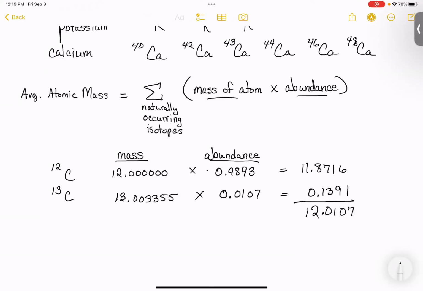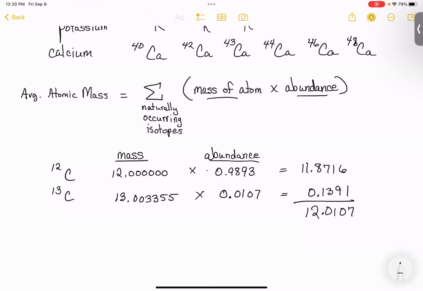This one was 12.0108. That's where it comes from, folks. These numbers take into account the mass of every isotope times its abundance. And you're not going to necessarily get the exact answer, but they're going to be pretty darn close though.